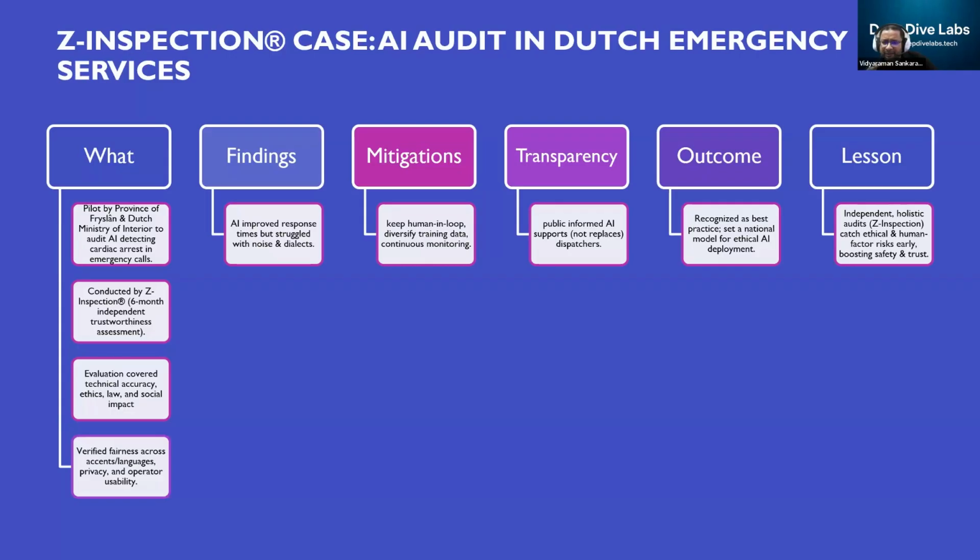The outcomes were recognized as one of the best practices and set a national model for ethical AI development and deployment, which is actually quite impactful when you think about the notion of ethical AI deployment, so to speak. Finally, the lesson here is that you need to catch these ethical and human factors early, because if you do go ahead and deploy something that is not really ethical, or cannot actually understand specifics in a safety critical area, the impact could be very undesirable, to put it mildly.